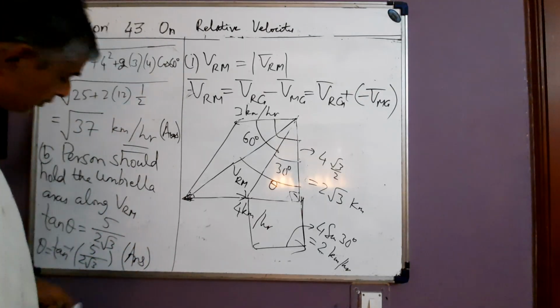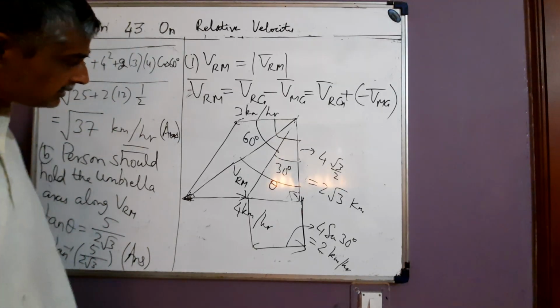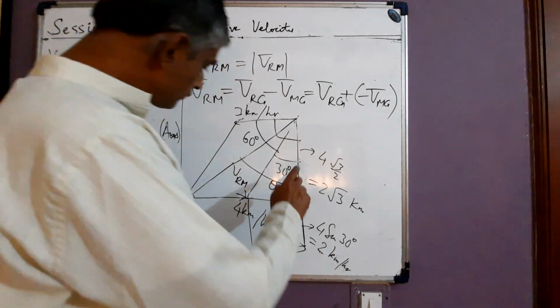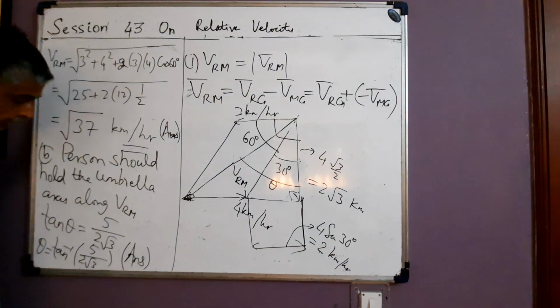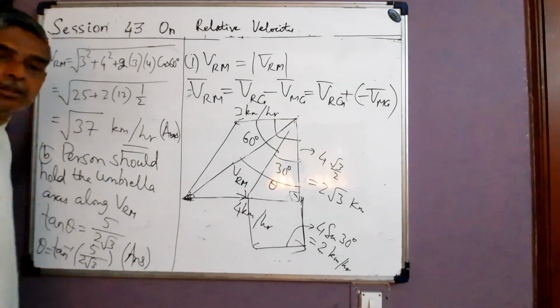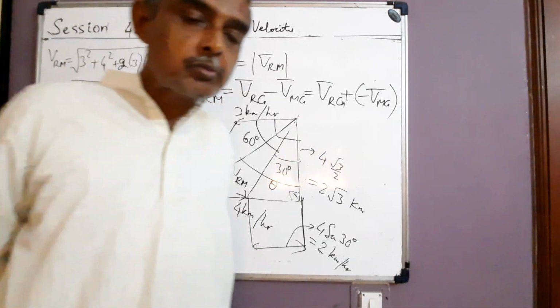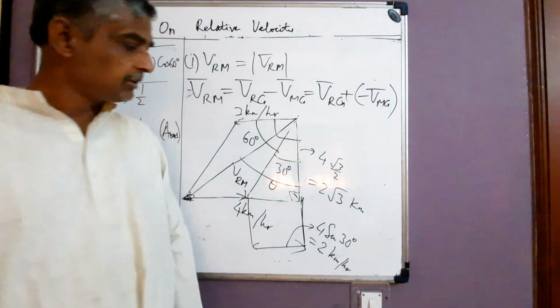Okay. So in order to protect himself from the raindrop in the best possible way, the person may hold his umbrella at an angle of theta with the downward vertical, where tan theta is equal to 5 by 2 root 3, or theta is equal to tan inverse 5 by 2 root 3. That is the required value of theta, so that the person protects himself from the raindrops in the best possible way. Fine. So this I have discussed one question.